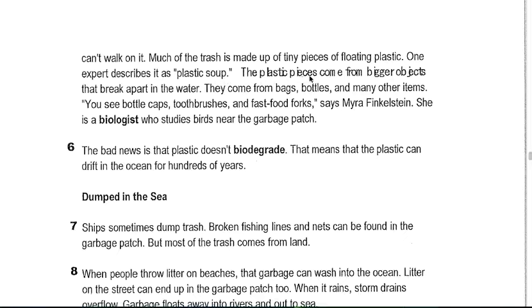The plastic pieces come from bigger objects that break apart in the water. They come from bags, bottles, and many other items. You can see bottle caps, toothbrushes, and fast food forks, says Myra Finkelstein. She is a biologist who studies birds near the garbage patch. The bad news is that plastic doesn't biodegrade. That means that the plastic can drift in the ocean for hundreds of years.